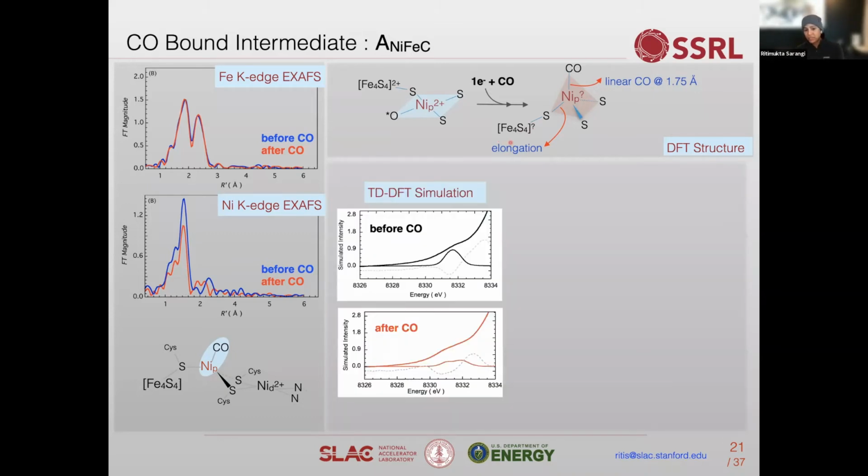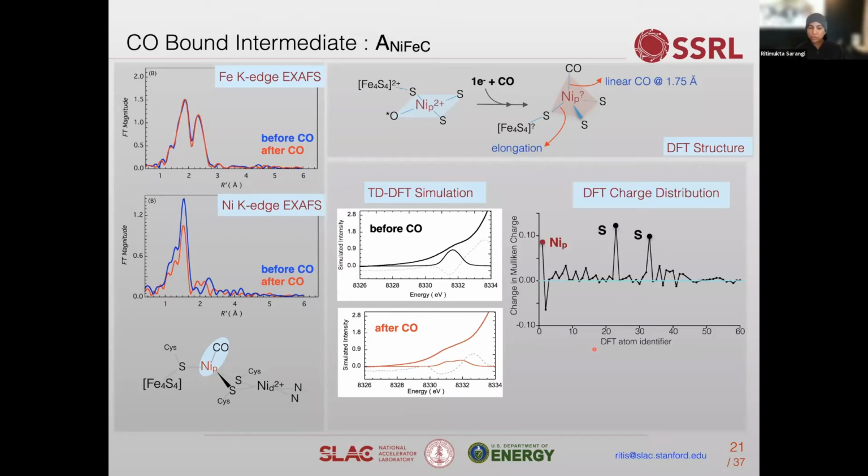We also did TD-DFT simulations of the pre-edge region, and we got a really good match for before CO and after CO binding, essentially making the DFT calculation really calibrated, both from a structural perspective and electronic perspective. And then we could look at charge distribution from the DFT calculations and show that the CO indeed binds at nickel P, and the nickel P remains in the nickel 1 oxidation state and becomes tetrahedral.